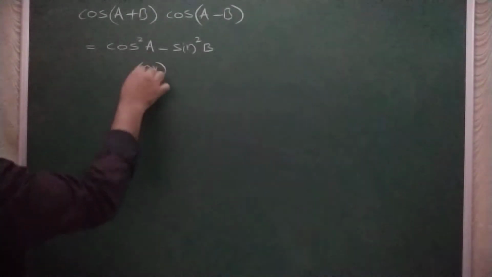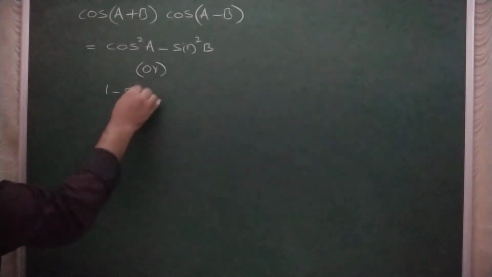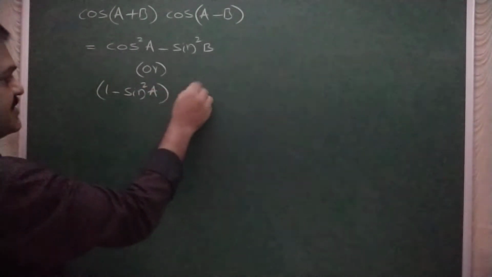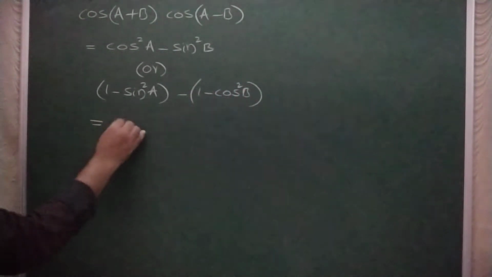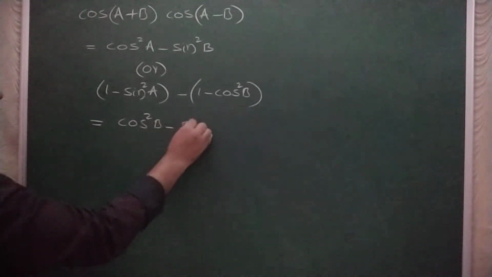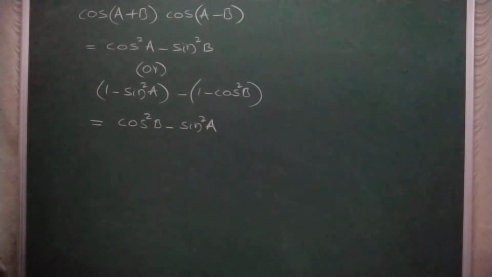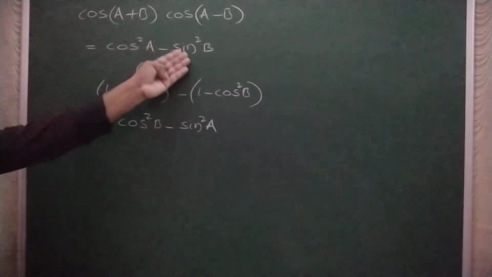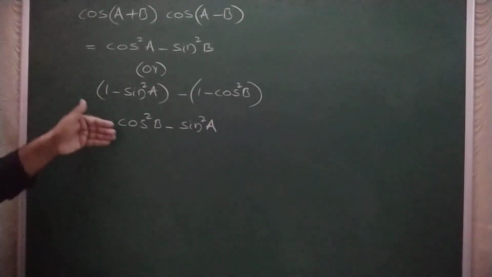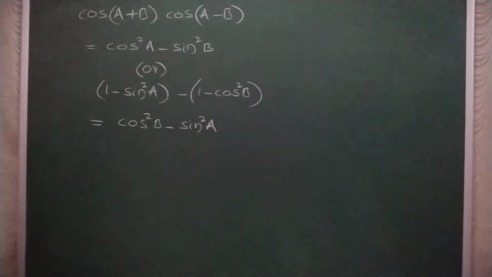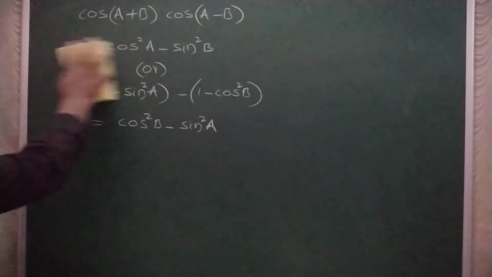So if we change cos square A as 1 minus sin square A, and if we change sin square B as 1 minus cos square B, you will get the formula as cos square B minus sin square A. So therefore the formula is cos square A minus sin square B or cos square B minus sin square A. So any one of these two you can consider in the problem's application. Next, similarly, tan of A plus B into tan of A minus B. So all those things automatically we can get in the same model.